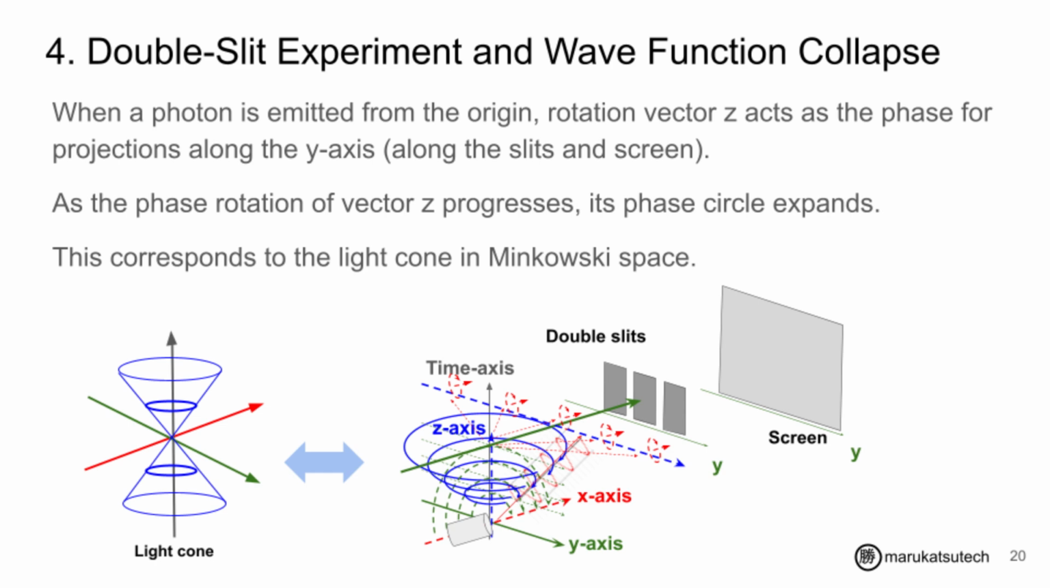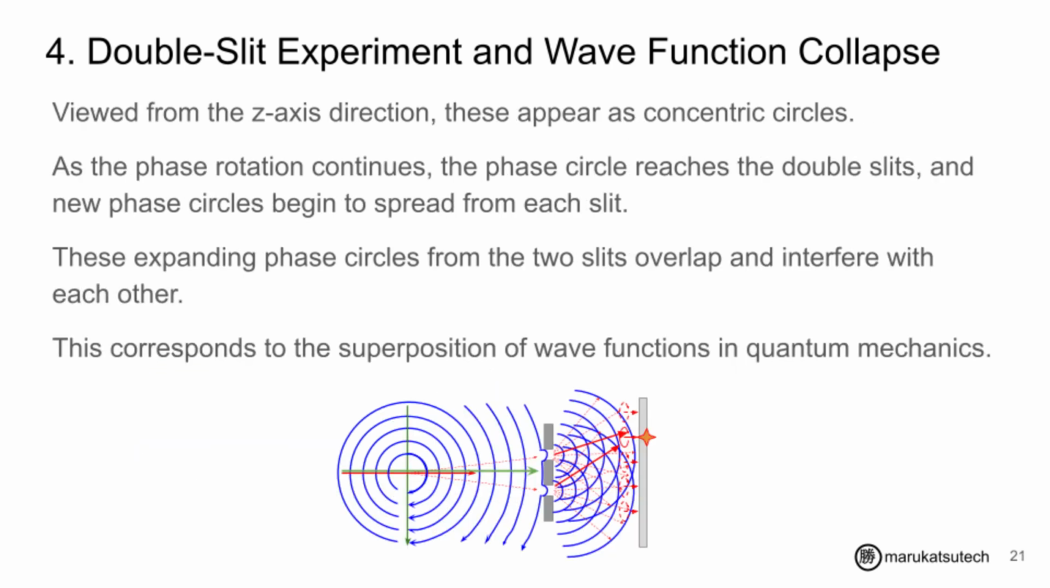When a photon is emitted from the origin, rotation vector z acts as the phase for projections along the y-axis, along the slits and screen. As the phase rotation of vector z progresses, its phase circle expands. This corresponds to the light cone in Minkowski space. Viewed from the z-axis direction, these appear as concentric circles.